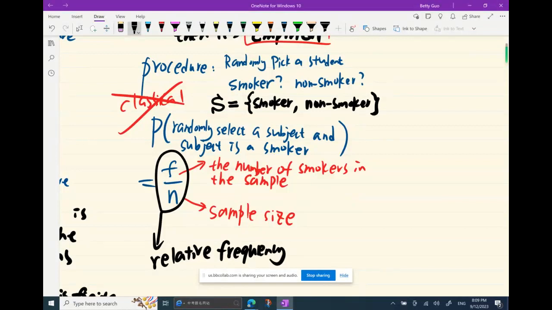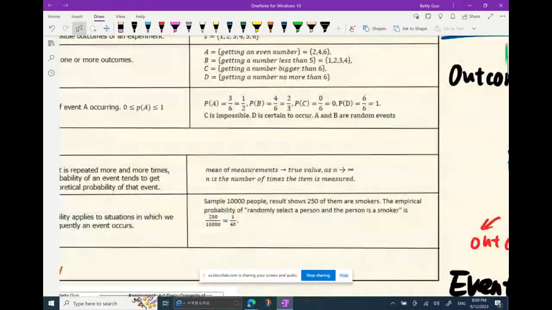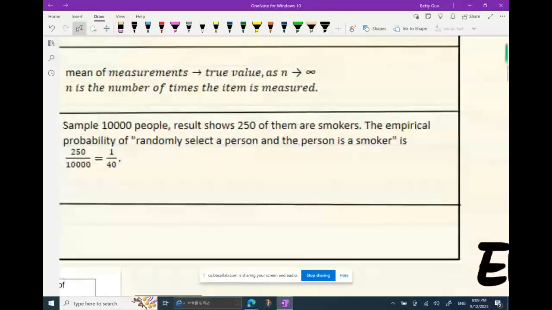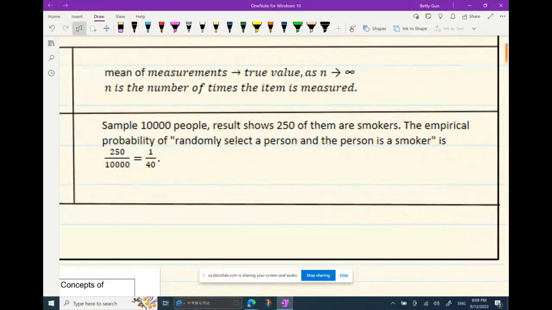Let's say among you guys, 15 of you, 5 are smokers. Then it's 5 over 15, or 1/3. So the probability of randomly selecting a subject and the subject is a smoker is 1 over 3. I think a better way to describe this experiment or procedure is right here. Sample, right here.